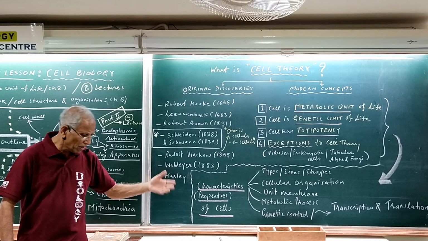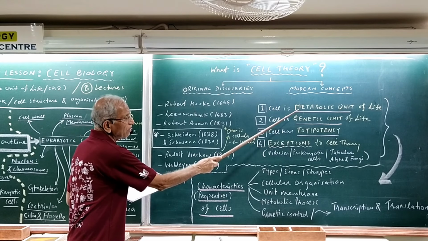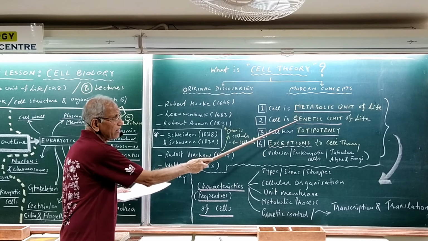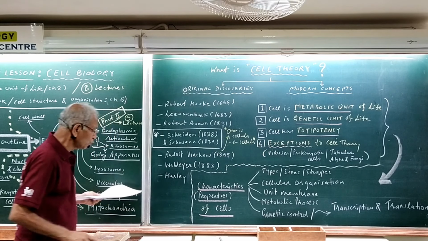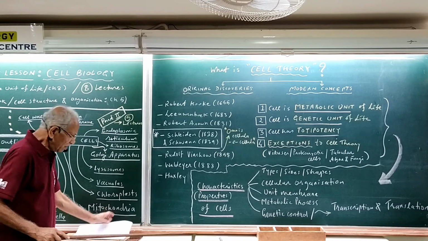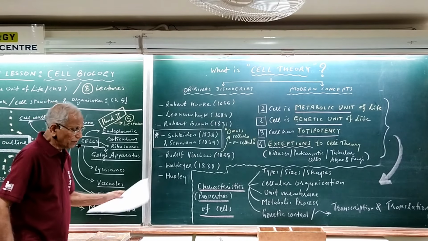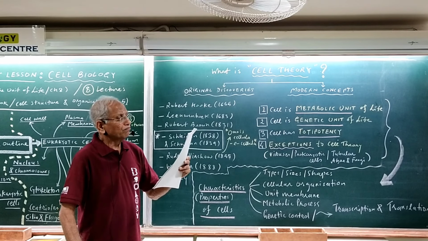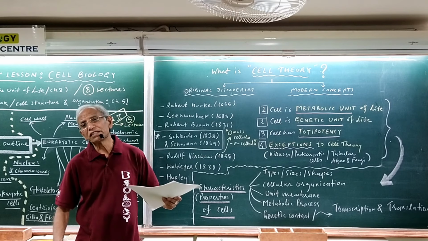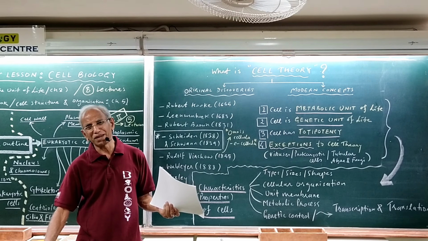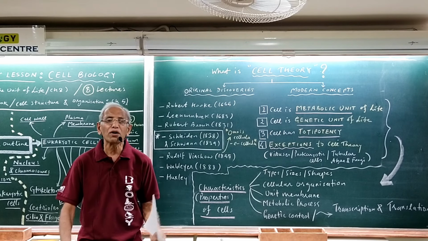Cells are units of life. It's very clearly mentioned here. All these terms are already mentioned in the notes. Cell is a metabolic unit of life. Cell is a genetic unit of life. Cell is having totipotency, and so on. If you go through the board books and the NCERT, there are some additional points, like living things are made up of cells or cell products. Sometimes it is mentioned that living things are made up of cells or cell products.